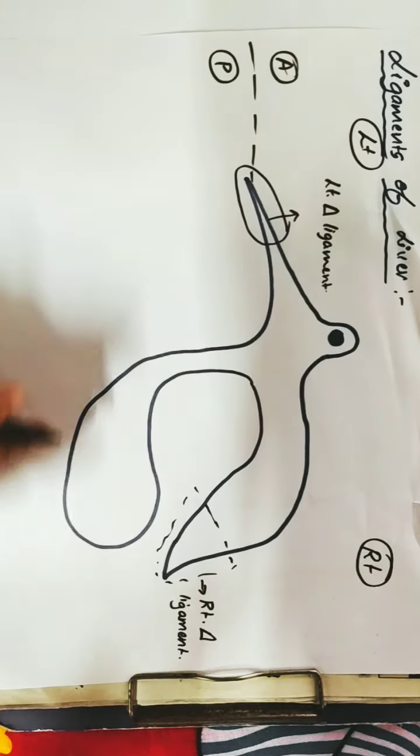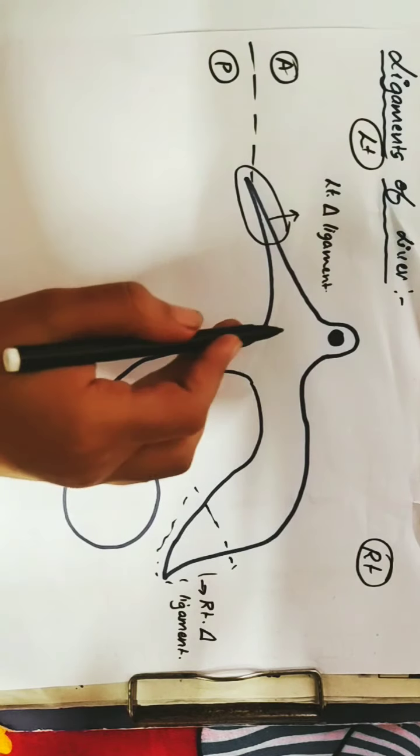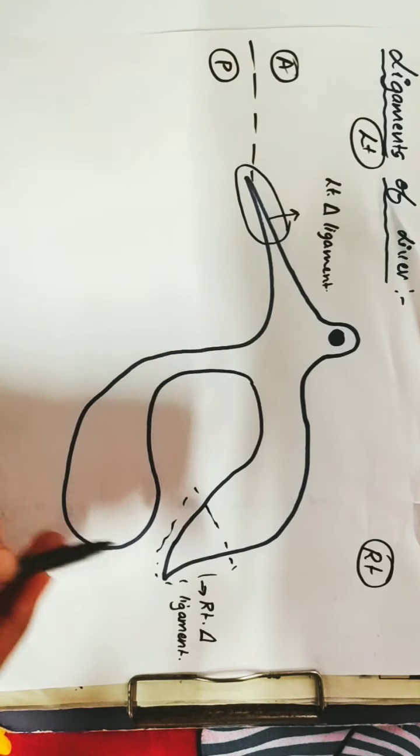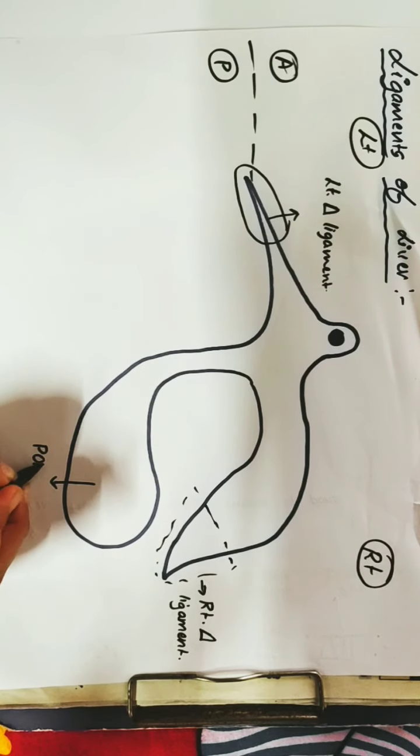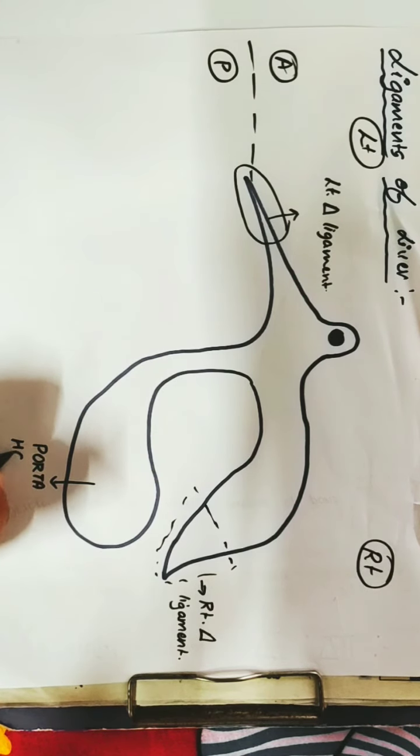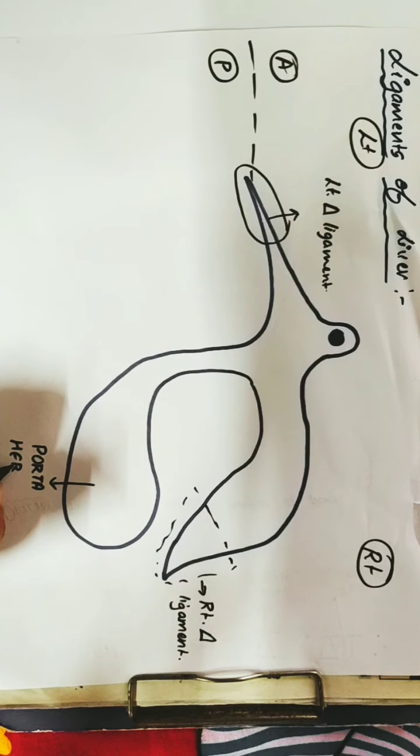So this J-shaped structure, you can see an inverted J-shaped structure here. This structure is called Porta Hepatis. Porta Hepatis, a very important question, we'll be dealing with in the next classes.